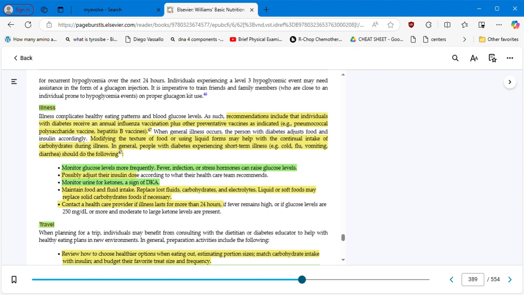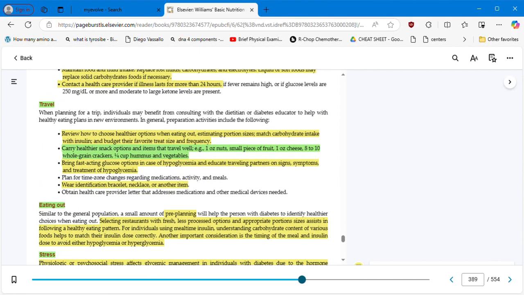Number four, maintain food and fluid intake, replace lost fluids, because remember they are going to be kind of dehydrated because they are having polyuria, they are urinating, they are getting rid of the sugar. And the body itself is going to ask you for more water, because they are going to be thirsty, dehydrated. So you need to replace fluids, carbs, and electrolytes, of course, with the polyuria. Liquid or soft foods may replace solid carbs. Food is necessary. And contact a PCP if illness lasts for more than 24 hours.